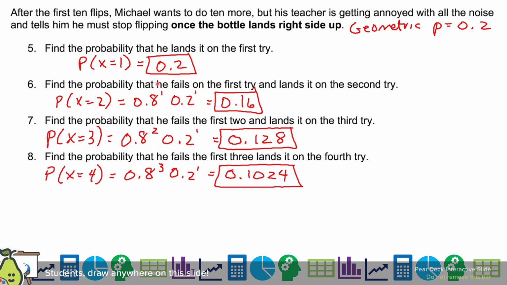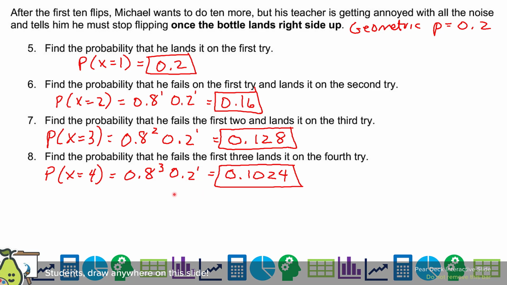So the probability he fails on the first try and lands on the second try is 0.8 to the 1 times 0.2, because we have 1 failure and 1 success, and you multiply it out. He fails the first 2 tries and lands it on the third try, so you have 0.8 squared times 0.2, and you get 0.128. And then finally we do the fourth try, 0.8 to the third times 0.2 to the 1 is 0.1024.